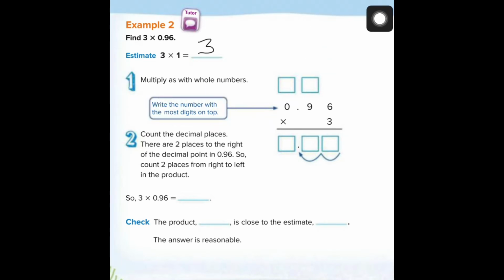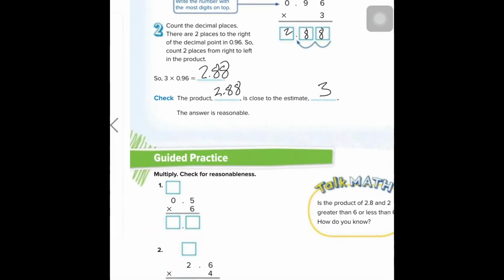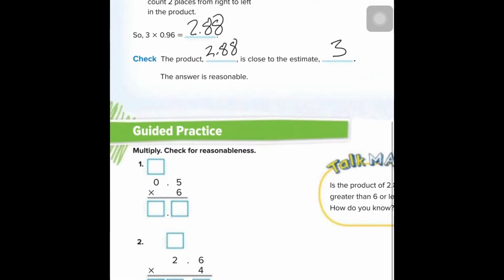So multiply with the whole numbers. 3 times 6 is 18. Raise the 1, drop the 8. 3 times 9 is 27, plus 1 more is 28. Drop the 8, bring the 2. And 3 times 0 is 0. Bring down the 2. So our answer came out to be 2.88. And the product, the answer, is 2.88. And it was close to the estimate of 3. So we know that our answer is reasonable.